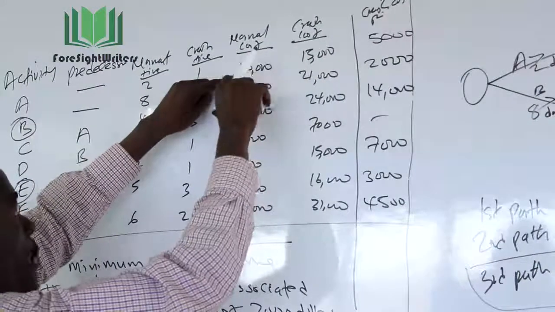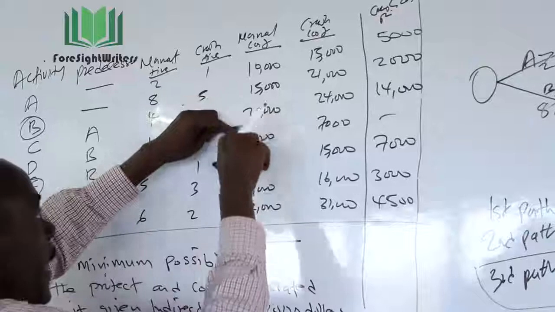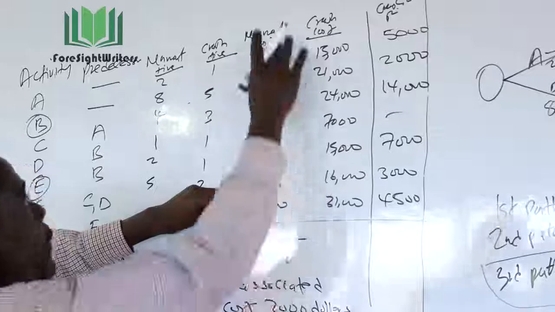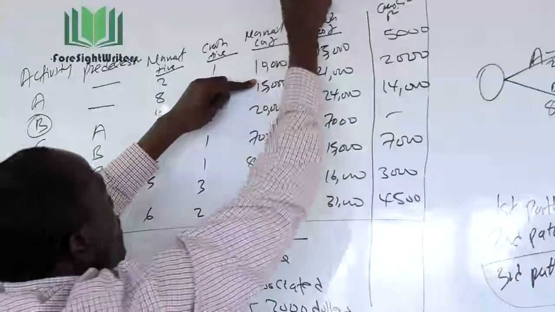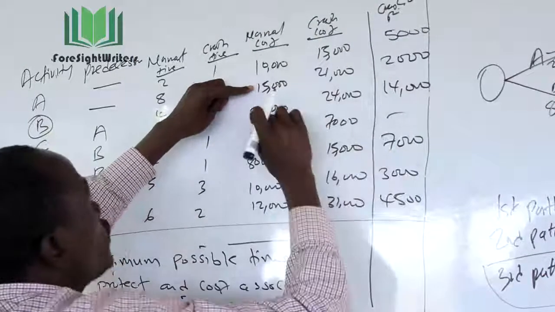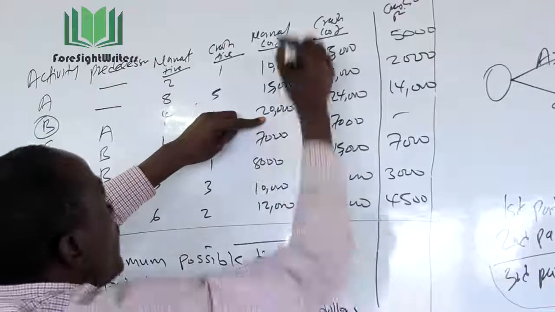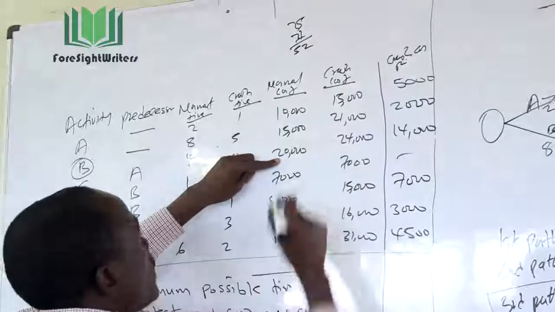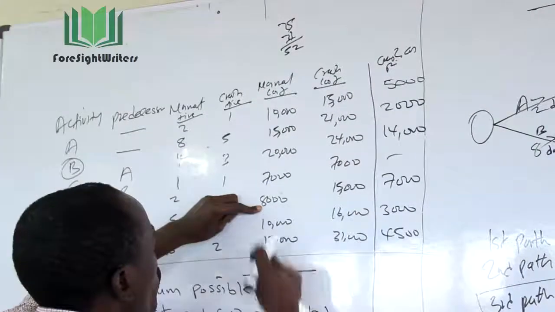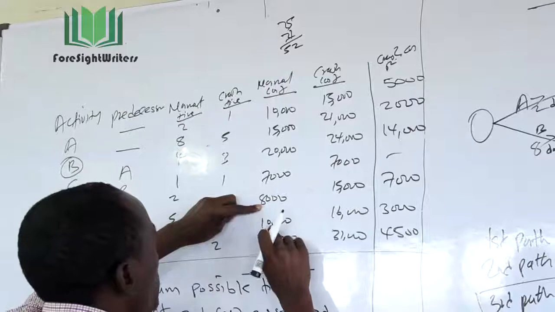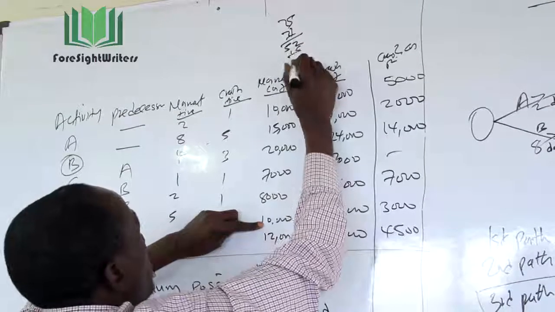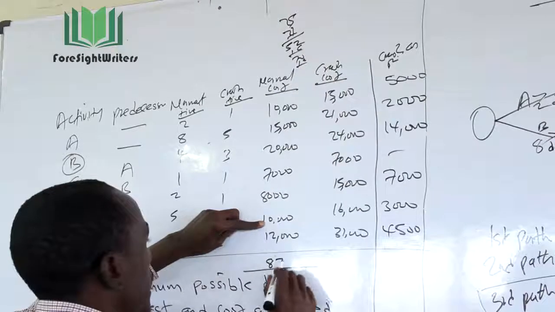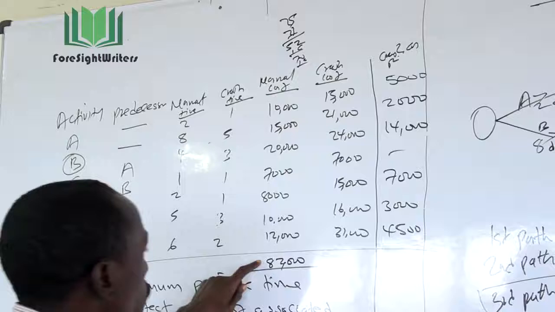So this is 10,000 plus 15,000 plus 20,000 plus 7,000 plus 8,000 plus 10,000 plus 12,000. If I add this, I get 25, then 27, then 52. So this is 8,000 plus 18,000, and adding the 18,000 this becomes 70, plus 12 becomes 82. So this is like $82,000. So this is the normal cost.